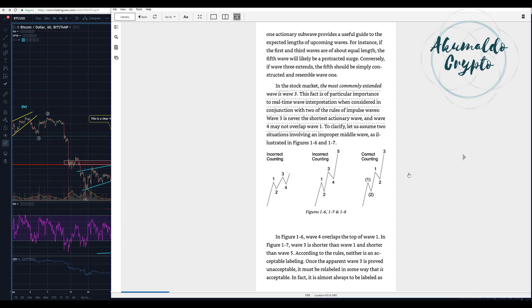Those we have some examples of incorrect counting, yes? In this case, we have a 1 that is extended, but we have a 4 that is below the level of wave 1. And here we have a wave 3 that is shorter than wave 1 and 5, and wave 3 cannot be the shortest.